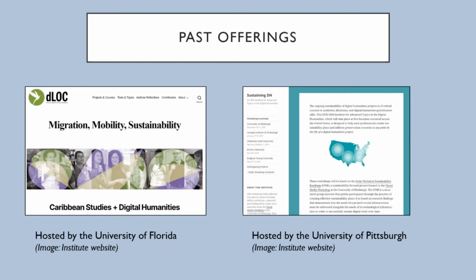The University of Pittsburgh offered a series of two-day workshops to explore approaches to long-term sustainability of digital humanities. And these workshops were hosted at the University of Pittsburgh, but were also held across the country, including Brigham Young University, Brown University, the Georgia Institute of Technology, and Oklahoma State University.